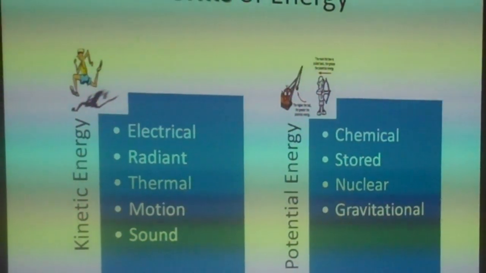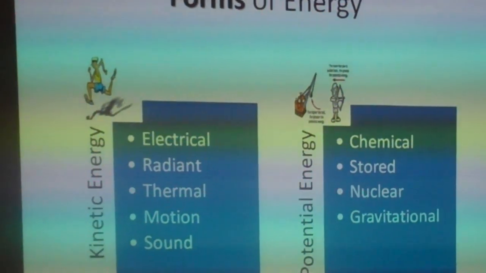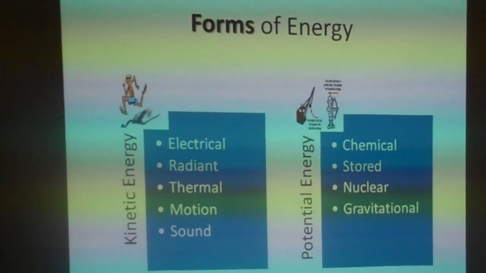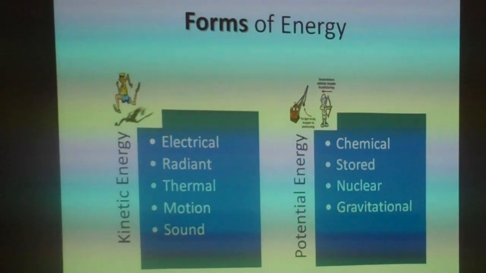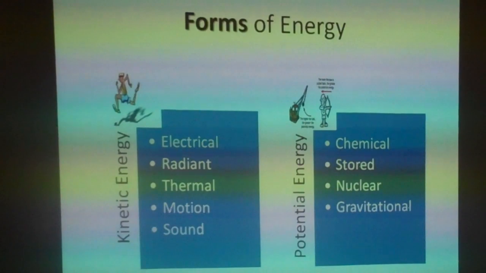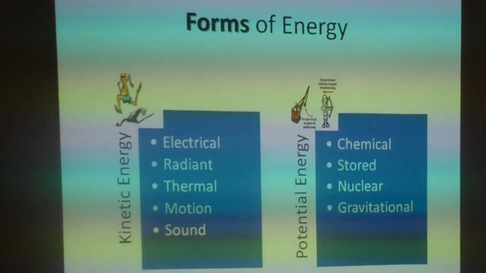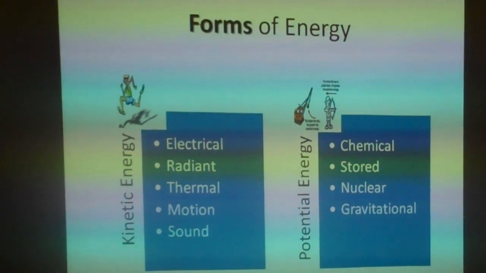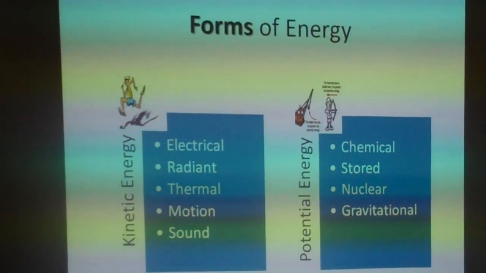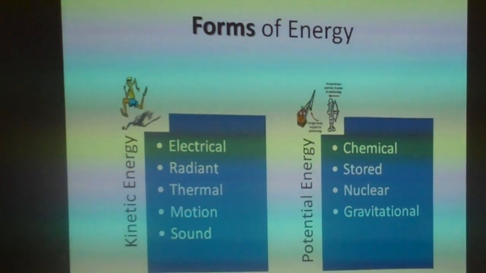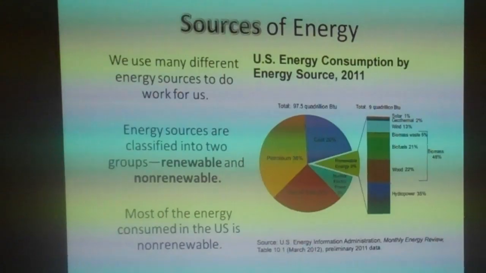So, the forms of energy: two major categories. There's kinetic, energy in motion, and potential, which is stored energy. The types electrical, radiant, thermal, motion, and sound are all moving kinetic energy. And for your stored energy, you have chemical, stored mechanical, nuclear, and gravitational.